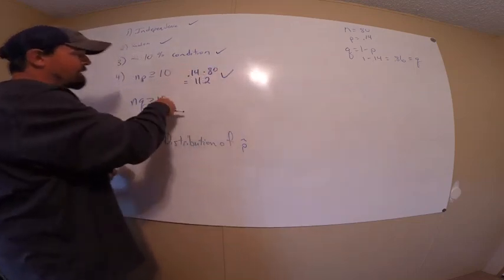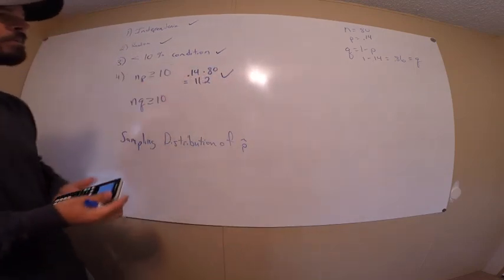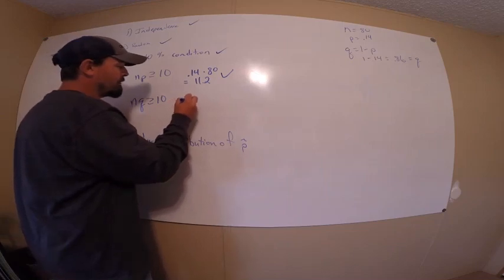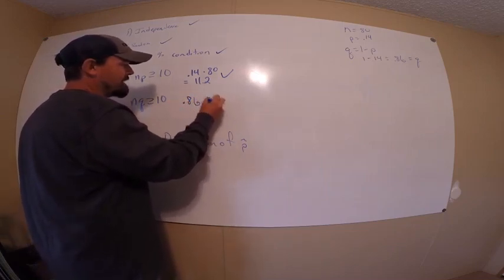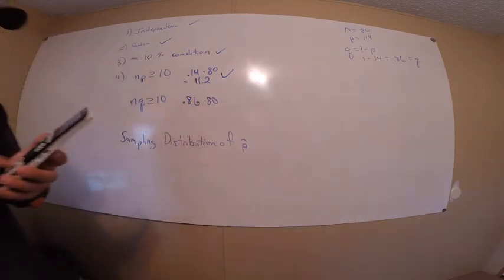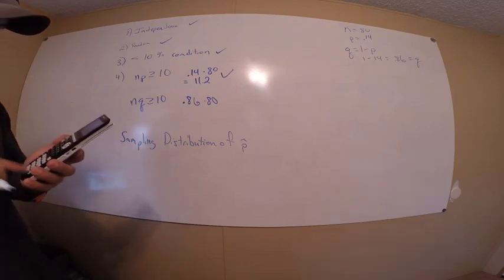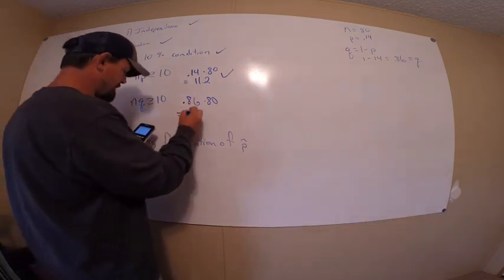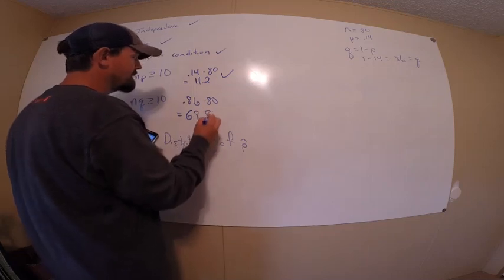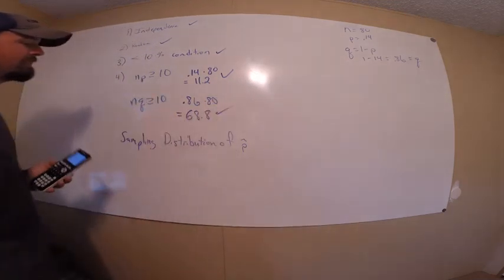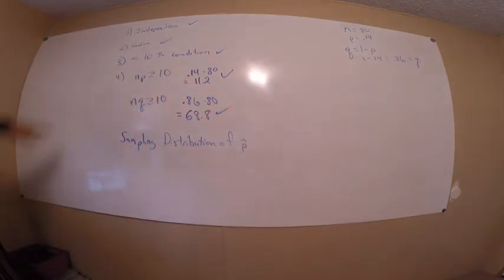If this one holds, I promise you this one's going to hold, because 0.14 is a whole lot less than that 0.86 times 80. 0.86 times 80, what we wind up with is 68.8, which is definitely greater than or equal to 10. So all of our conditions hold.